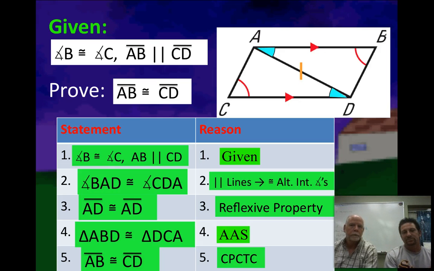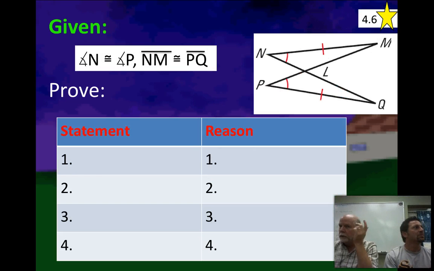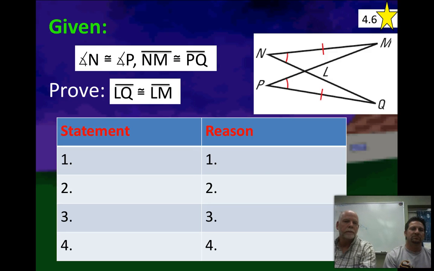Okay. Let's just do another example. So we have these two triangles, and you can already see, just by the diagram, you've done enough of these proofs, you can already see what we're going to have here. But angle N is given to be congruent to angle P. NM, the top there, is congruent to PQ, the bottom of the other one. And we're being asked to prove that LQ, one of the sides, is congruent to LM, one of the sides of the other triangle.